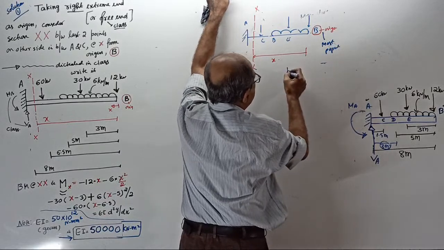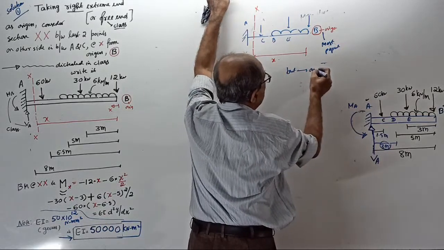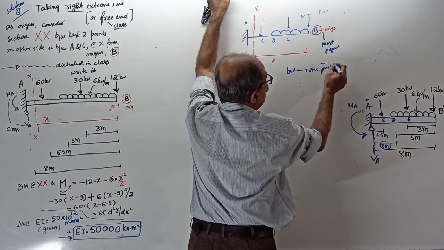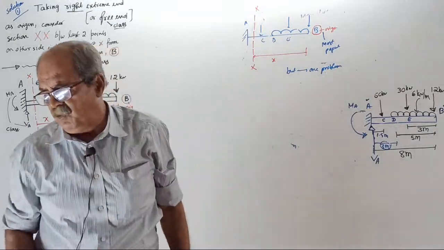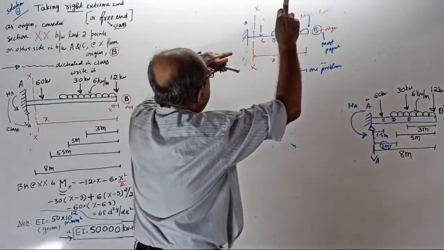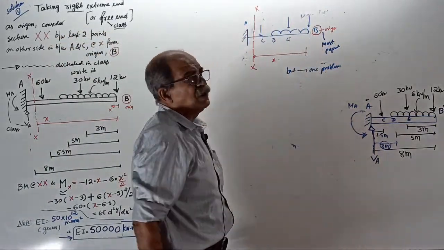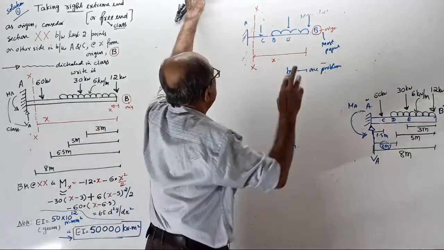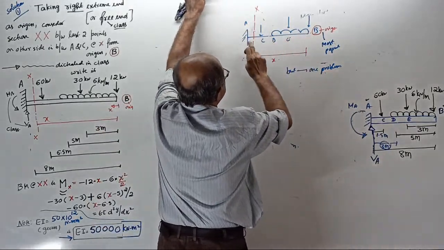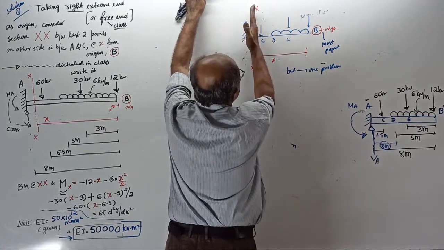But, right here, there is one problem. Tell me, what is the problem? I created a problem. If I take free end B as origin, why? Usually free end is the best solution for a cantilever. But if I take free end B as origin, section XX should be here.